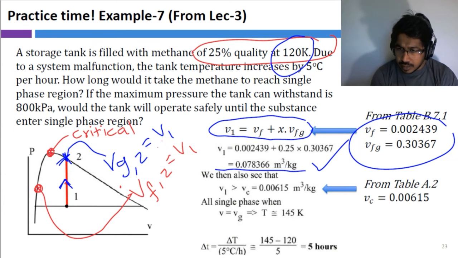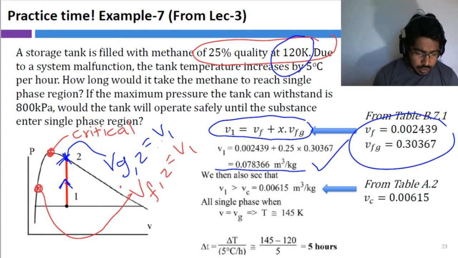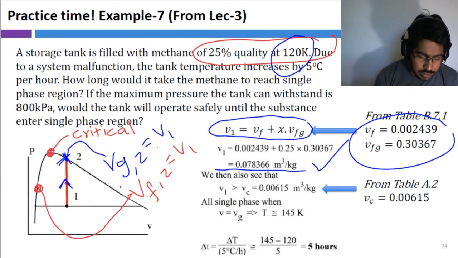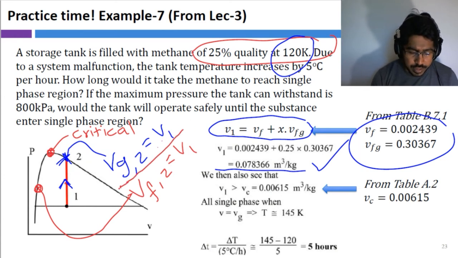The critical point does not stay in the two-phase region. It is on the top of the dome. It is not inside the two-phase region. Okay, so do you agree with the argument we are discussing right now, or is anybody not clear about this?